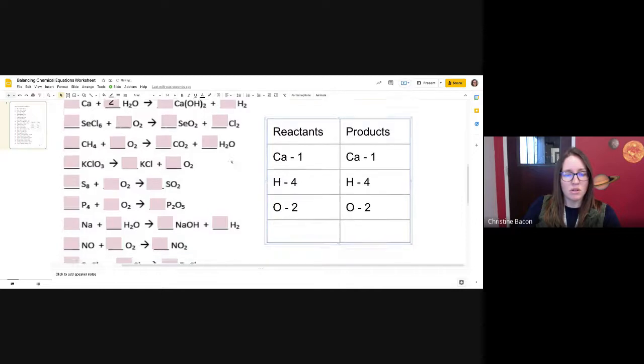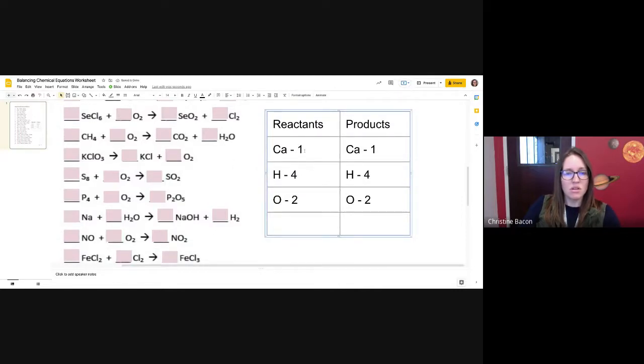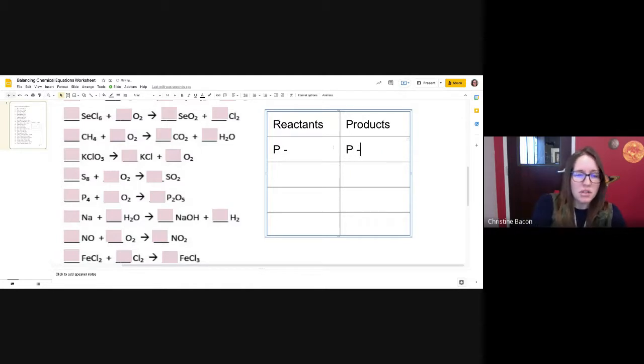All right, let's move on and do some other hard one. Let's do this one. In this problem, we have phosphorus and oxygen that combine to make a compound. I'm not quite sure of the name of that compound off the top of my head. Going into this equation, we have 4 atoms of phosphorus. Coming out, we have 2 atoms of phosphorus. Going in, we have 2 atoms of oxygen and 5 atoms of oxygen coming out.